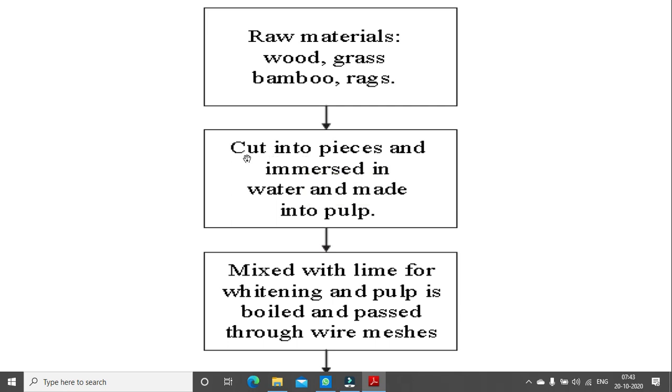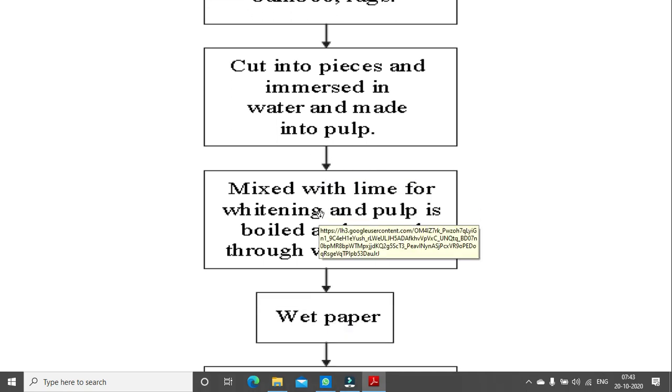So now here you could have divided this into two parts, like cut into pieces could be one box, and then make another arrow: immersed in water and made into pulp. Okay, now this is made very small, so they just made three or four boxes over here. You could make it longer, it would create a better impression. So here you could have cut into pieces. This becomes one box, and the next box will be immersed in water and made into pulp. Yeah, that's the next step. So after it's made into pulp, what is the next step?